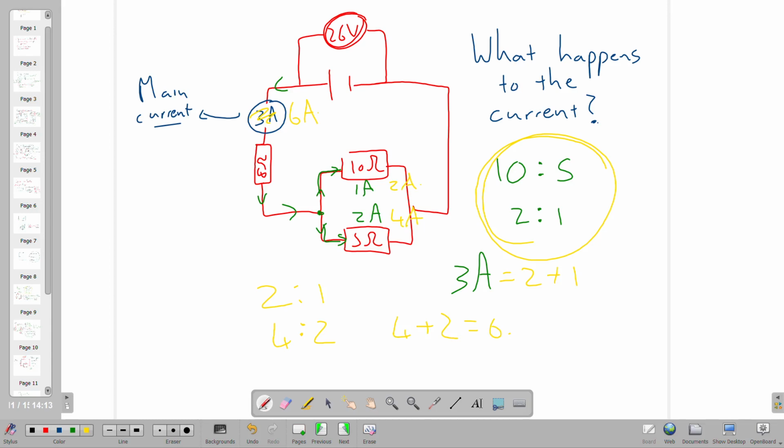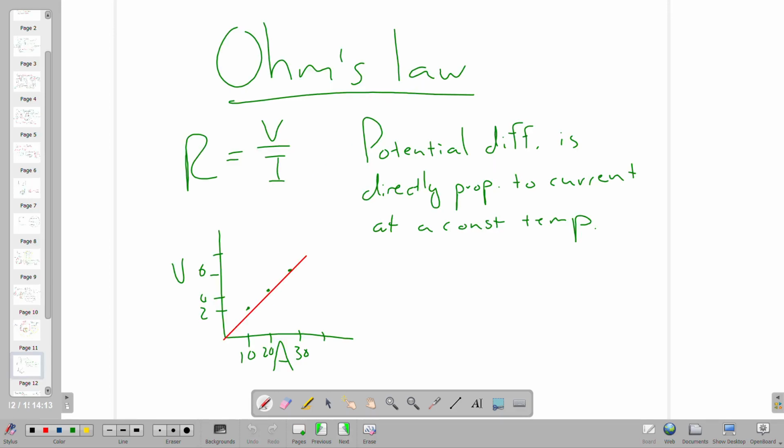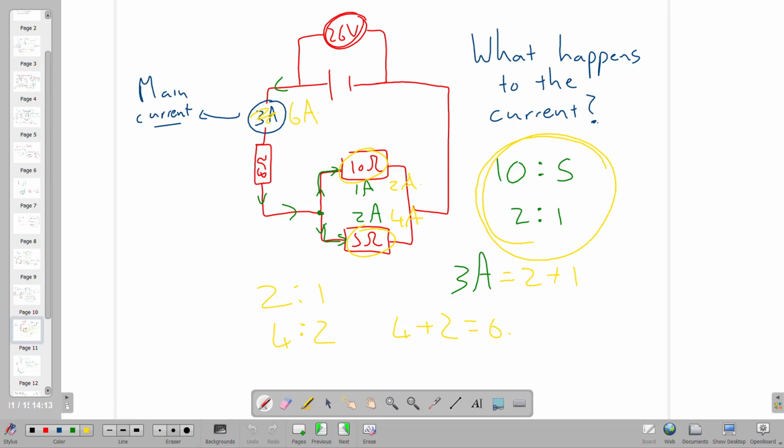Alright. This is just to give you an explanation of what happens to the current when there's unequal resistors in a circuit, in a parallel circuit. Okay. Don't break your brain too much over that one. I just want to get the idea into your head of what happens to the current.